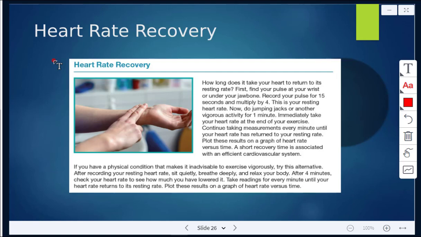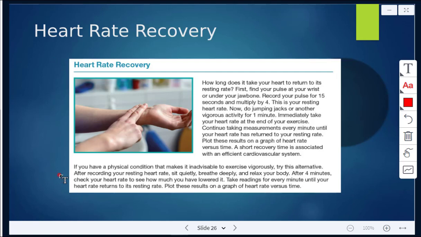Next, you would do some sort of exercise, like jumping jacks for about a minute. Immediately then, you would take your heart rate at the end of that exercise. You would continue taking measurements every minute until your heart rate has returned to your resting rate. Then you can plot these results on a graph, heart rate versus time. A short recovery time is associated with an efficient cardiovascular system.